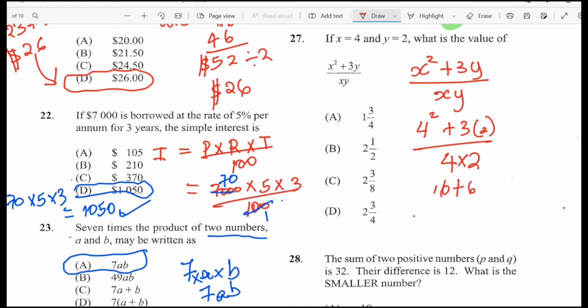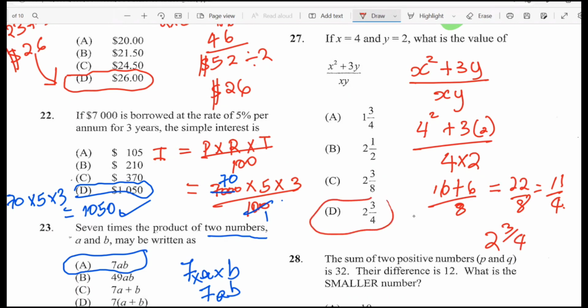16 plus 6 over 8, and that will leave us with 22 over 8, or 11 over 4, and that is 2 times, and remainder 3 over 4. So we're looking for this.